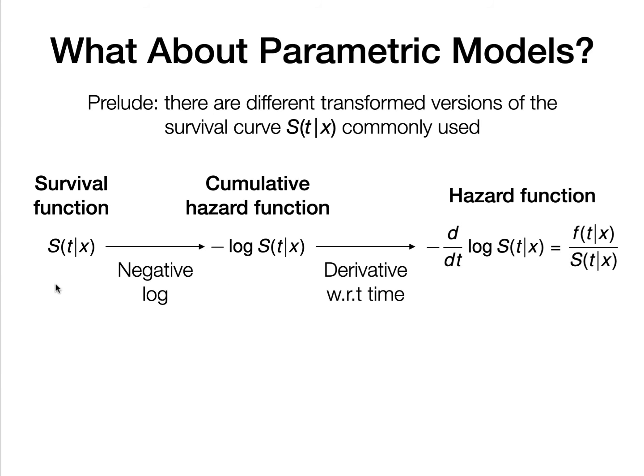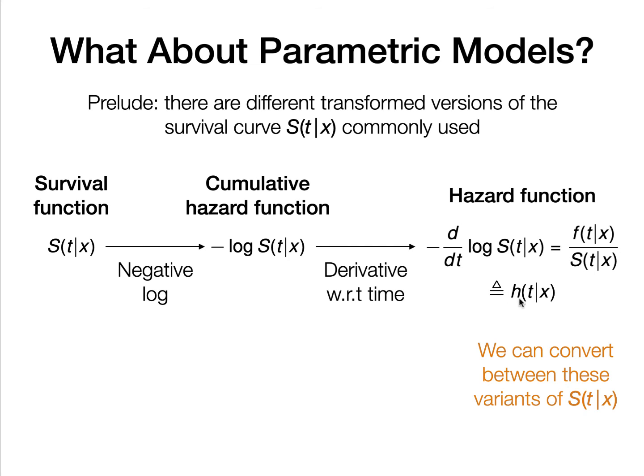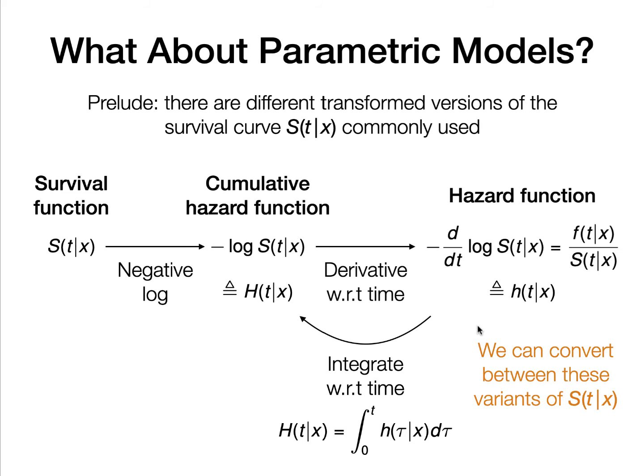We can go from the survival function to the cumulative hazard function to the hazard function. We can, of course, go backwards. If I call the hazard function little h of t given x, and the cumulative hazard function capital H of t given x, then I can integrate with respect to time to go from the hazard function to the cumulative hazard function.